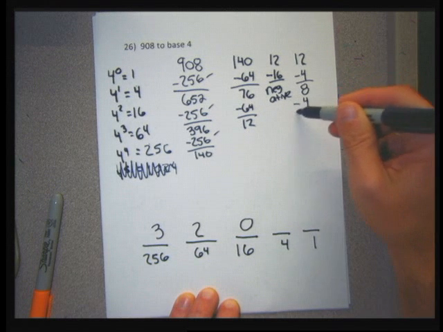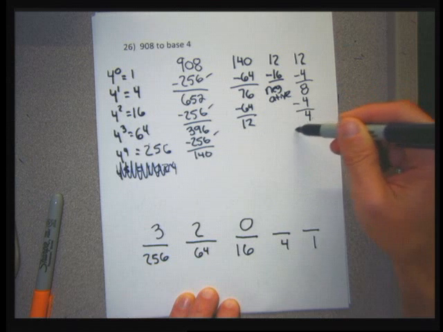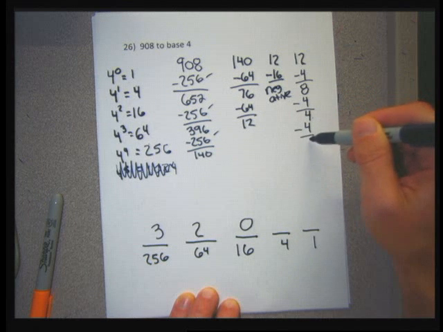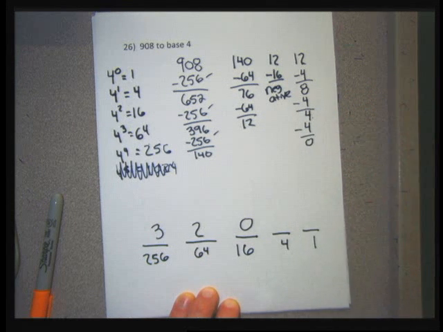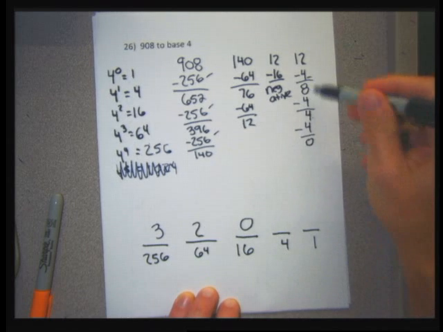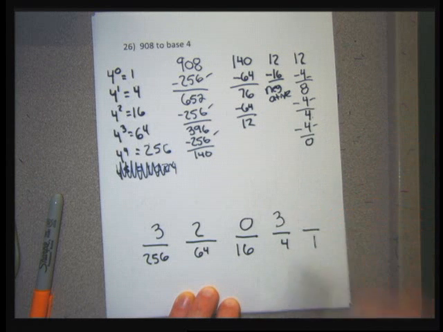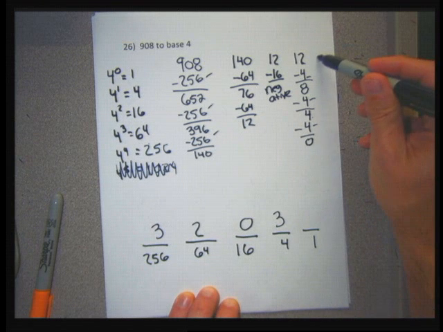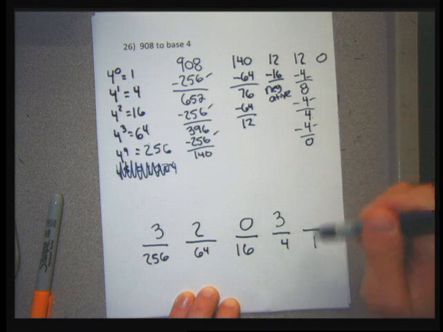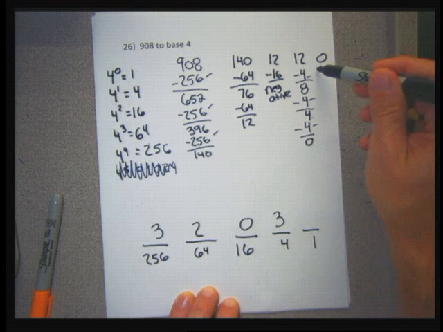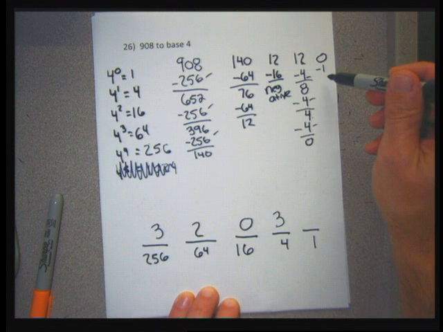8 minus 4 is 4. And 4 minus 4 is 0. And that's not negative, so I can subtract 4 3 times. So above the 4, I'm going to write a 3. Bring up my 0, and I ask myself, how many times can I subtract 1? Well, even if I subtracted 1 even once, I'd get a negative.